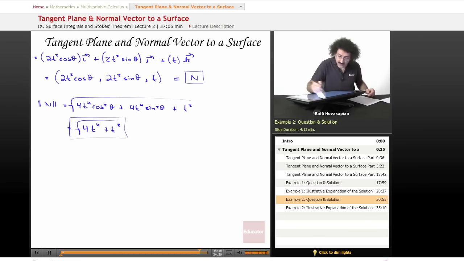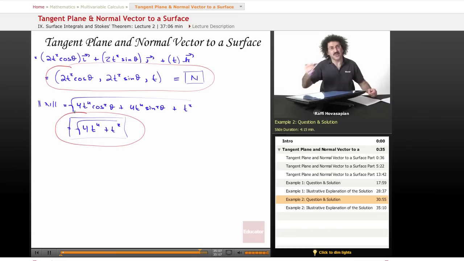My normal vector is this one. Okay, it is a vector. This is the norm of that vector. It's the magnitude of that vector. It's the length of that vector.